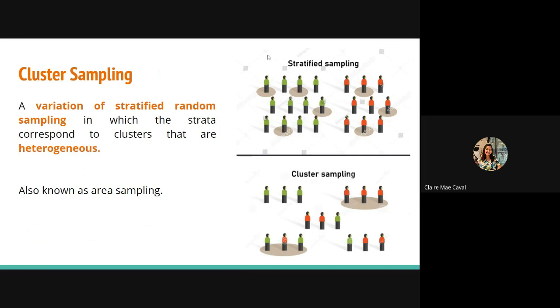So this is your stratified sampling. They are grouped or stratified, but are homogeneous, meaning of the same kind. But in cluster sampling, class, they are grouped but it can be grouped into heterogeneous units. Okay? The groups here we call strata for stratified sampling. For cluster sampling, groups are called clusters. Again, cluster sampling is also called area sampling.